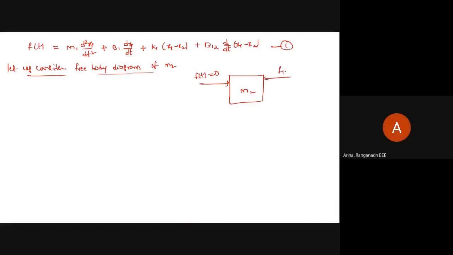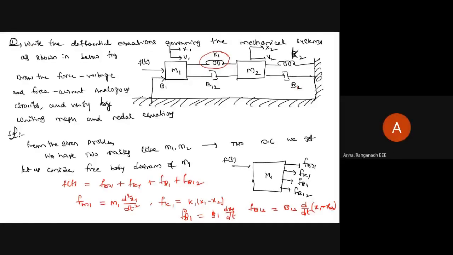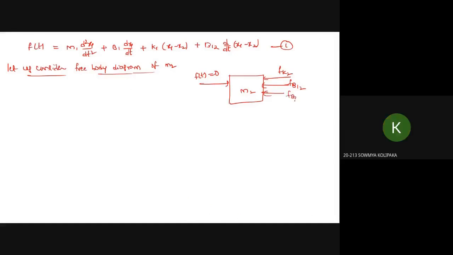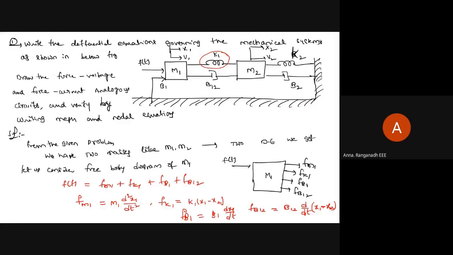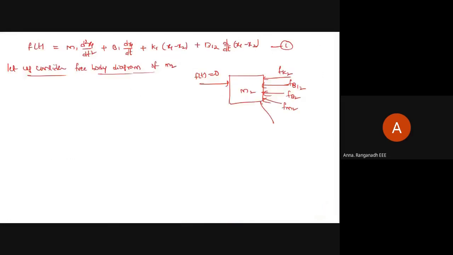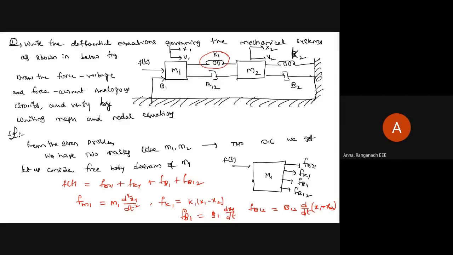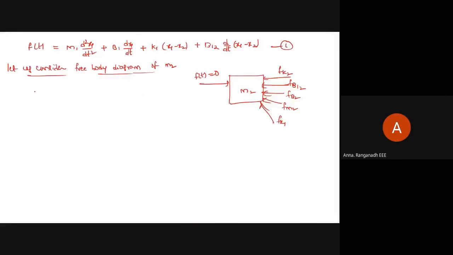Fk2, Fb12, Fb2, Fm2. No, some terms are missing. Check it once. Fk1 is missed, sir. K1 and B12, which are between M1 and M2. So these two elements come with M1 as well as with M2. So right now, tell me the equations of each and every one.